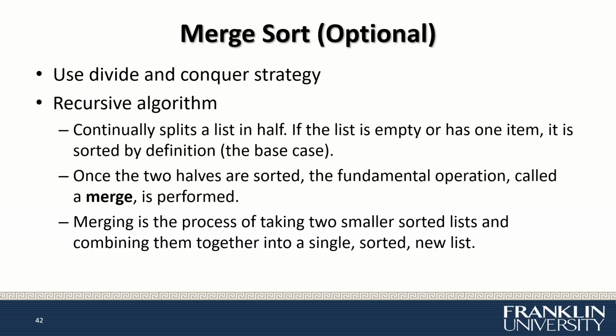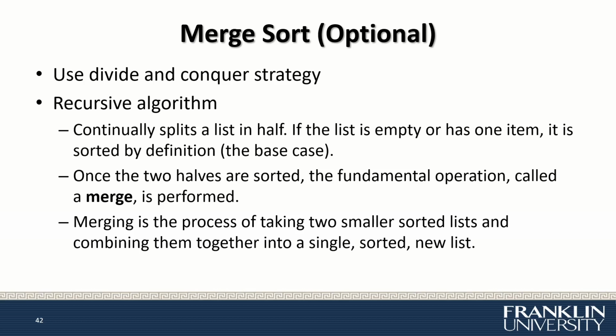It continuously splits a list in half. If the list is empty or has one element, then it is sorted by definition, because a list with one item is sorted. And once two halves are sorted, the fundamental operation called merge is performed. The merging process takes two smaller sorted lists and combines them into a single sorted new list.